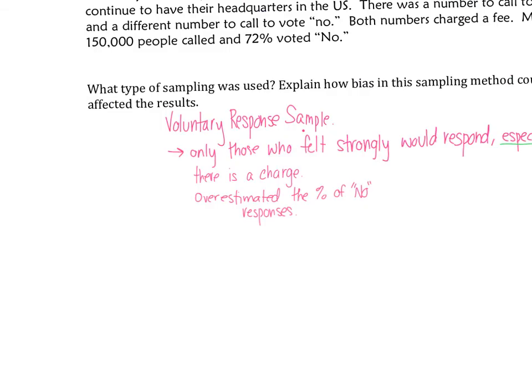Okay, hopefully your answer was that this is a voluntary response sample. Only those who felt very strongly would have called in, especially because you're being charged to have your answer recorded. People have to feel very, very strongly to actually pick up the phone and call this number, and this would probably result in an overestimated percentage of no responses.